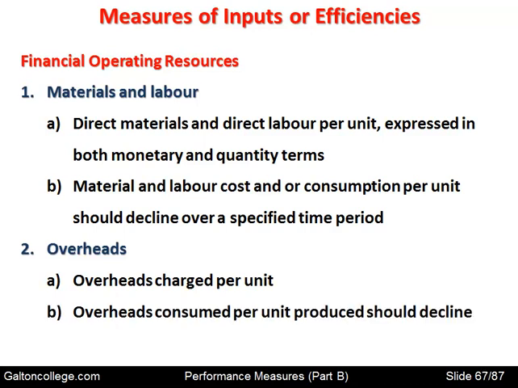Overheads consumed per unit produced should decline. Well, they should decline because as more has been produced, then on the average they should decline. The overheads are a fixed cost. The premises are fixed in size, let's say, and generally speaking, insurance and maintenance tend to be relatively fixed. So the more output that occurs, the smaller the overhead burden. So as the company grows, the overheads and the impact of the overheads on the cost, the unit costs, should decline.